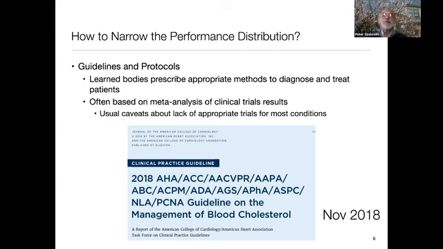Well, how do we narrow the performance distribution? One way is by having guidelines and protocols, where some learned body prescribes appropriate methods to diagnose and treat patients. For example, this article from November of 2018 is a report of the American College of Cardiology, the American Heart Association, Task Force on Clinical Practice Guidelines, and it has been adopted by this cornucopia of 3- and 4-letter abbreviated organizations. It's a guideline on the management of blood cholesterol.